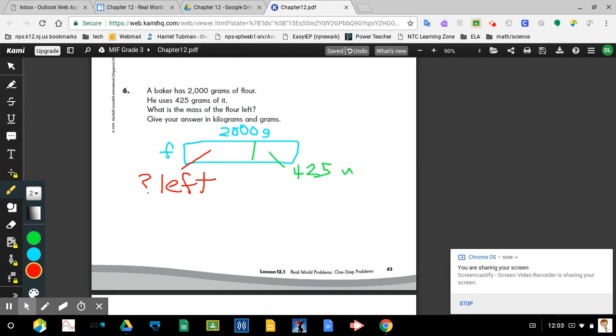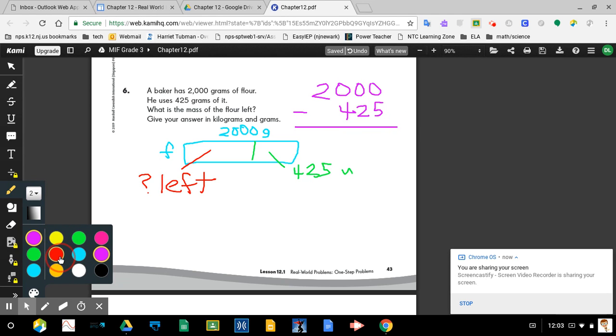It says, what is the mass of the flour left? So I know that if I'm taking something apart, I am subtracting again. So here's 2,000. And I'm going to take away 425. And when you do this, please be careful. Watch the regrouping over your zeros. I'm going to regroup some of this for you right now.